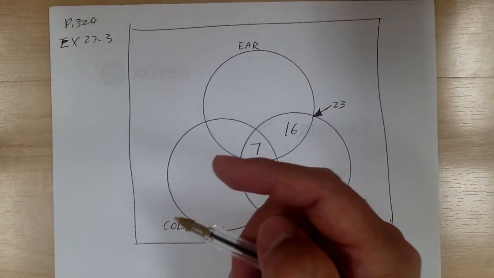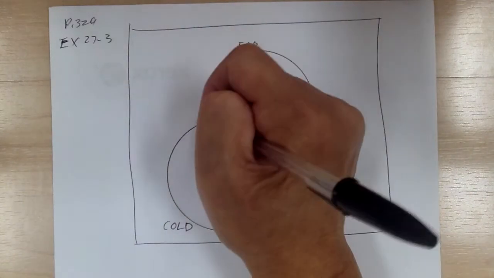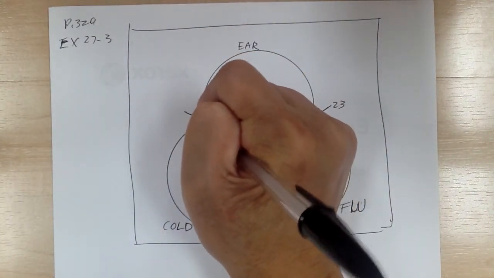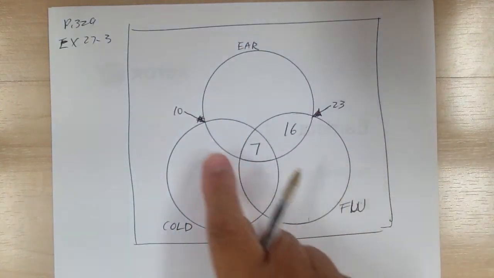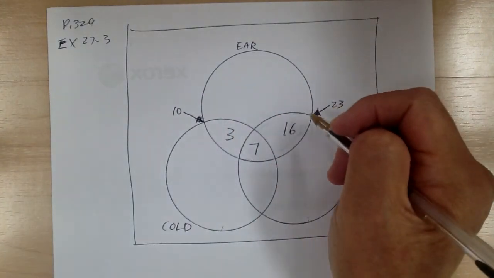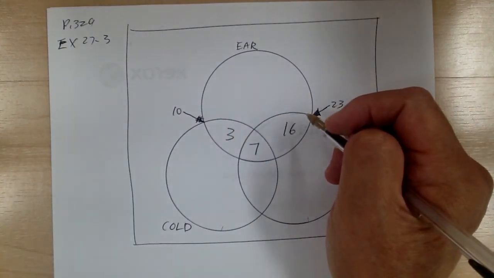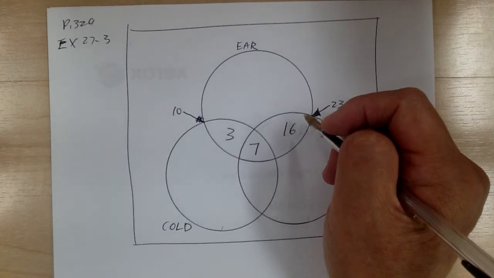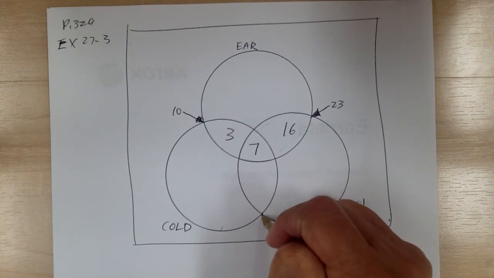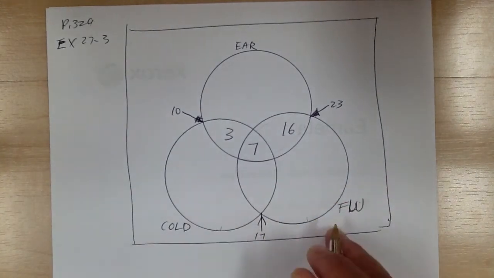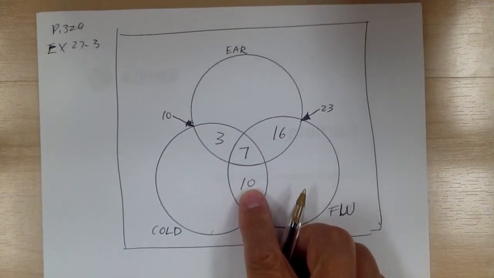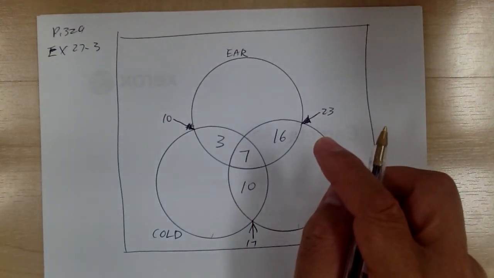10 have cold and earache. So that is this right over here. So this is 10. If it is 7 in the middle, then this must be 3. Again, continue to work backward. 17 have both cold and flu. So 17 here, with 7 in the middle, this must be 10. Okay, continue to work backward.